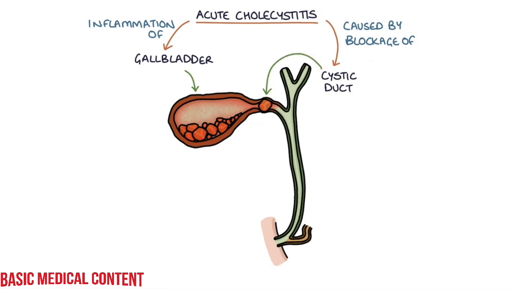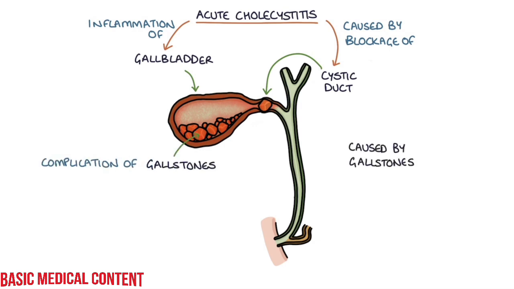Acute cholecystitis is a key complication of gallstones, and the majority of cases, around 95%, are caused by gallstones. Acute cholecystitis caused by gallstones is called calculous cholecystitis. Gallstones may be trapped in the neck of the gallbladder or in the cystic duct.